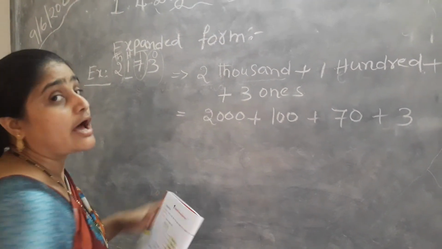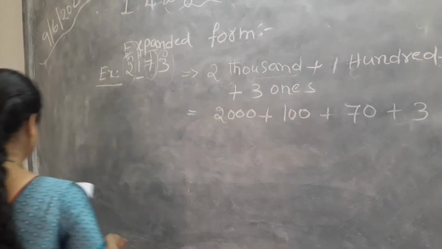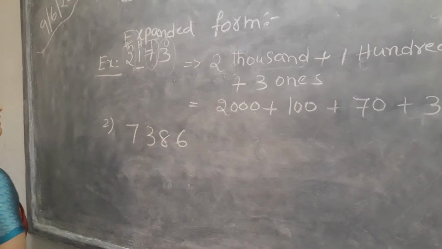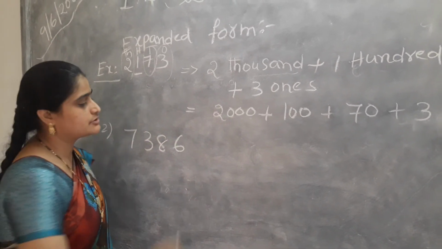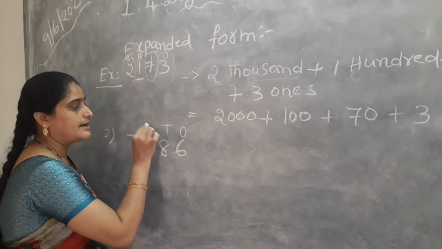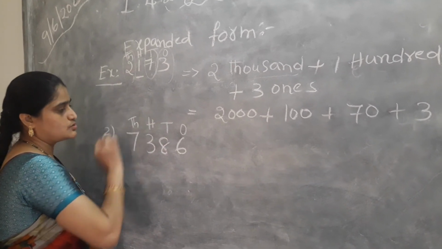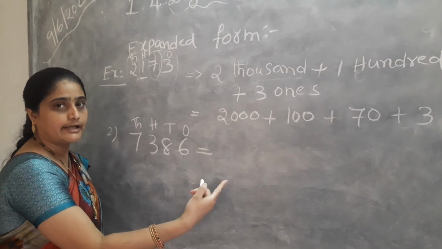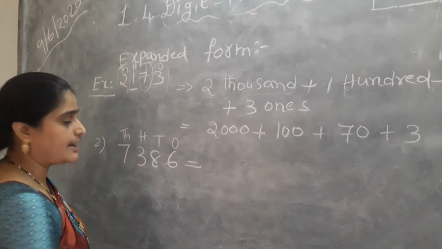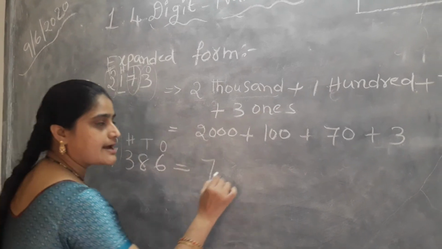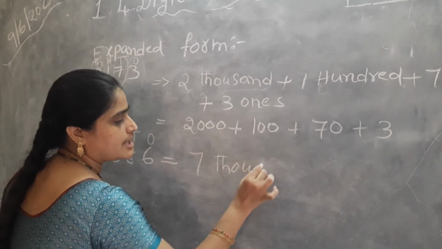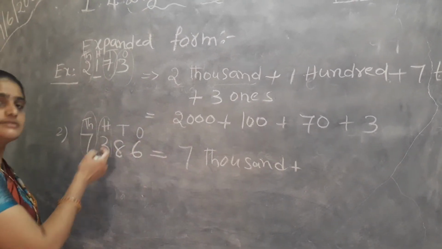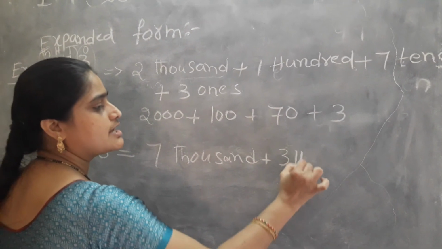Okay, I will give another example also. This is also one 4-digit number. First of all, we write ones, tens, hundreds, thousands. After, what can we do? We will elaborate and write. Expand and write. 7 in the thousands place. Yes, 7,000. Plus, say, 3 is in which place? Hundreds place. So how can we write? 300.